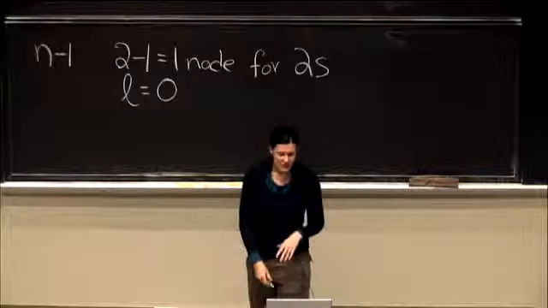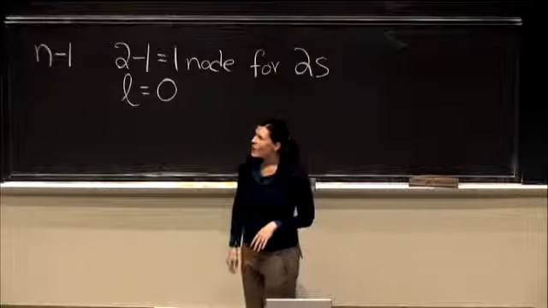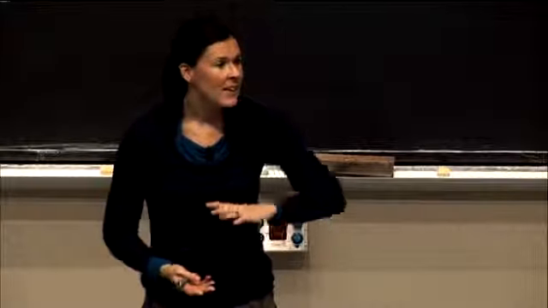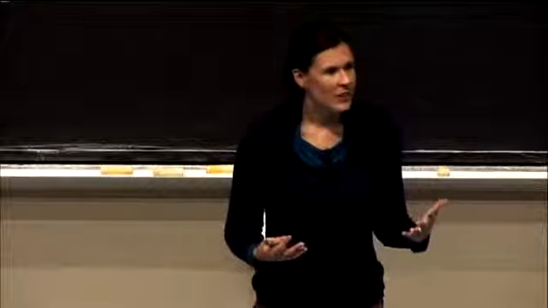But there are also some differences that we need to keep in mind, and that will be the focus of a lot of the lecture today. One of the main differences is that multi-electron orbitals are actually smaller than the corresponding orbital for the hydrogen atom. We can think about why that would be. Let's consider, again, an s orbital for argon. So let's say we're looking at the 1s orbital for argon.